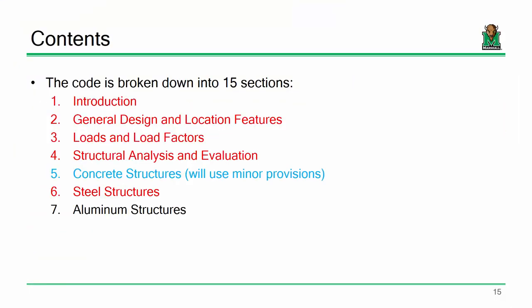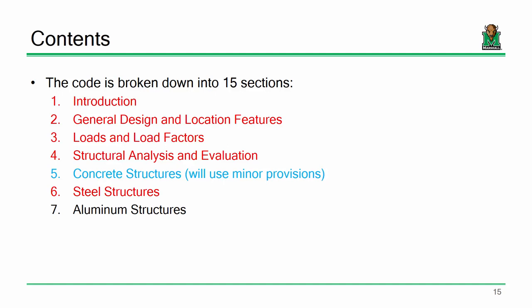Okay, so if I were to look at the grand organization of the code, the code is broken down into 15 sections. Now, a lot of this we're going to look at. Some of it we're never going to touch. Okay? So like section 1, introduction, section 2, general design and location features. Section 2 has some general parameters and design-related stuff that might help us out a little bit later on. You'll actually find the live load deflection limit in section 2. It's funny how the code says that there is an optional live load deflection limit that every single state in the U.S. employs, so it really ain't that optional. So that's just the way the codes are sometimes.